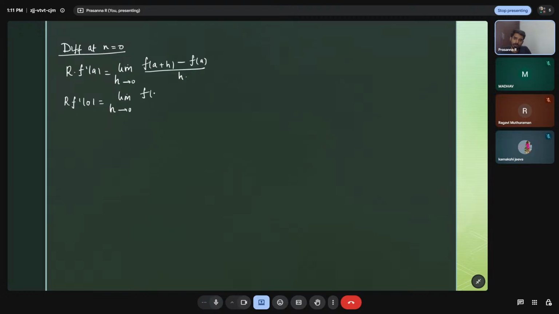Now we will see differentiability at x equal to 0. So first we will find R of f dash of a and then we will find L of f dash of a. R of f dash of a is limit h tending to 0 of f of a plus h minus f of a divided by h. Here my a is 0 because we are checking at 0. So this is limit h tending to 0 of f of 0 plus h minus f of 0 by h. So this is limit h tending to 0 of f of h minus f of 0 by h. What is f of h? h into sine 1 by h.